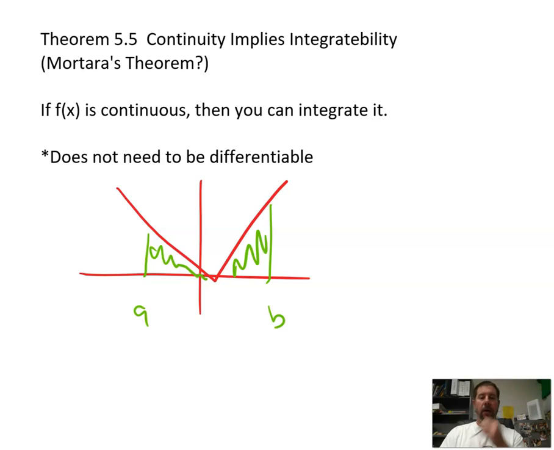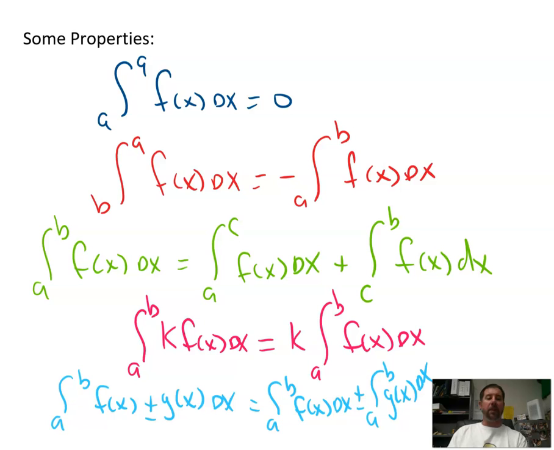Okay? So in order for us to be able to integrate something, it just has to be continuous. You just got to be able to find the area of the curve. It does not need to be a function that is necessarily differentiable or integratable. Again, I'm not sure if that's a word. All right? Let's all celebrate Mortara's theorem. Yay!